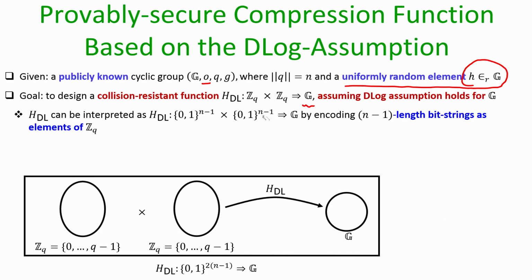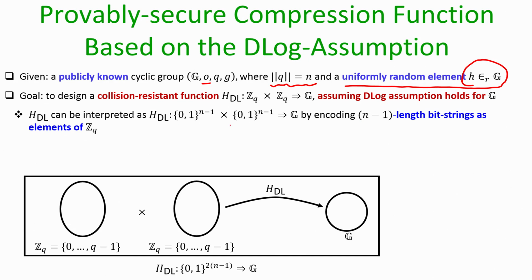You can interpret the function H_DL that we are trying to construct as a function which takes two inputs of size n minus 1 bits, by encoding n minus 1 length bit strings to elements of Z_q. This is because I am assuming here that the size of q is n, namely the number of bits that I need to represent q is n. There exist certain groups where I do not need to do encoding. Naturally, every n minus 1 length bit string can be mapped to an element of Z_q, but if that is not the case, I can do some kind of encoding and encode every n minus 1 length bit string as an element of Z_q.